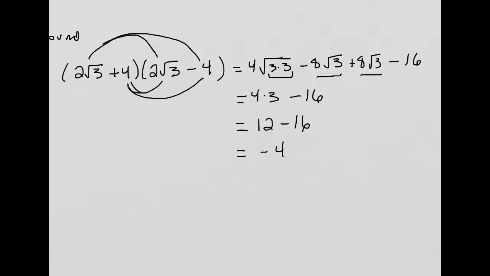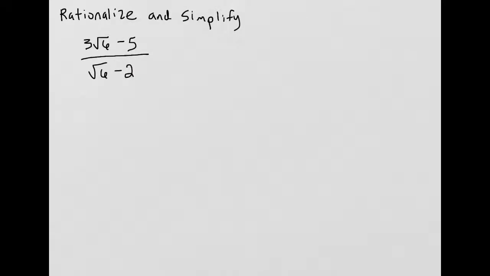So look at the relationship between my two starting groups. Notice this one is 2 root 3 plus 4. This one is 2 root 3 minus 4. These are what we call conjugates of each other. If I want to end up with no square roots, I just want you to notice that, at least in this case, when we multiplied the two conjugates together, we ended up with no square roots. We just ended up with that negative 4. So let's see how that might play out in the problem that we were looking at.